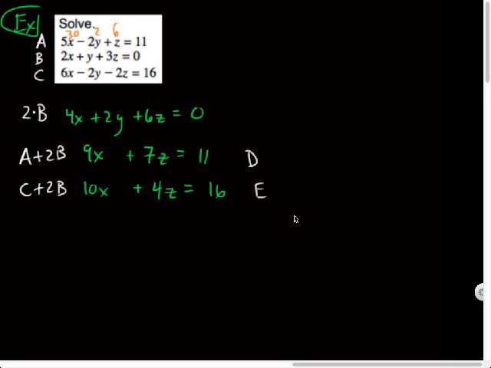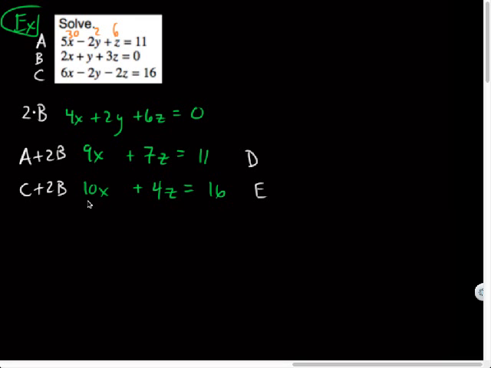Shouldn't that 16 be a 32? No. Because the 16 came from the plain old C plus the 2B row. Oh, yeah, okay. Yep. So 16 and 0 was 16. So I'm going to call this D and E just so I don't have to use all these crazy, longer names for them.